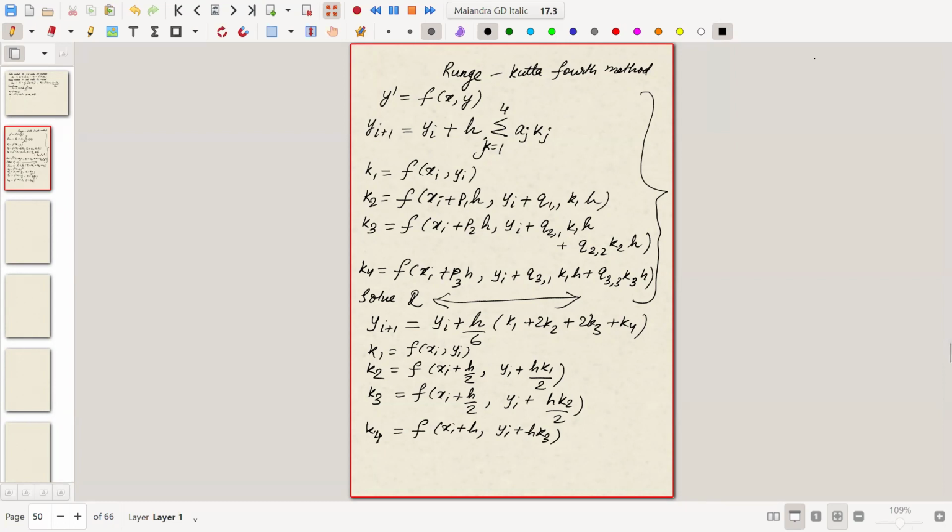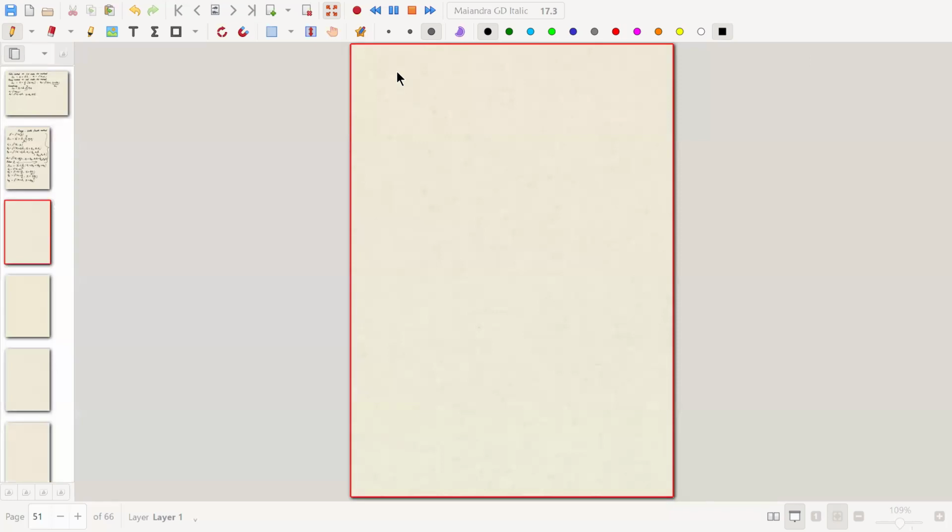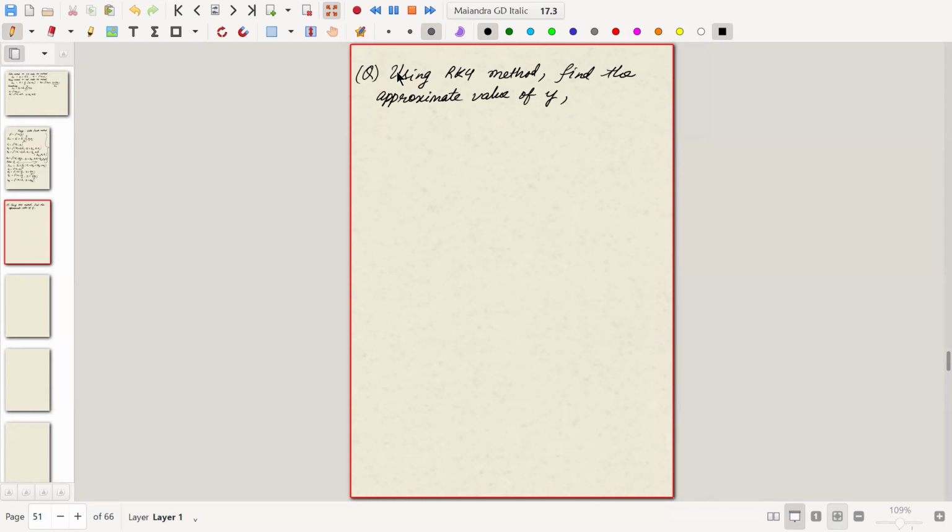So let me repeat again the problem which I want you to do. Using the RK4 method, Runge-Kutta fourth order method, find the approximate value of y at x equals 0.2.